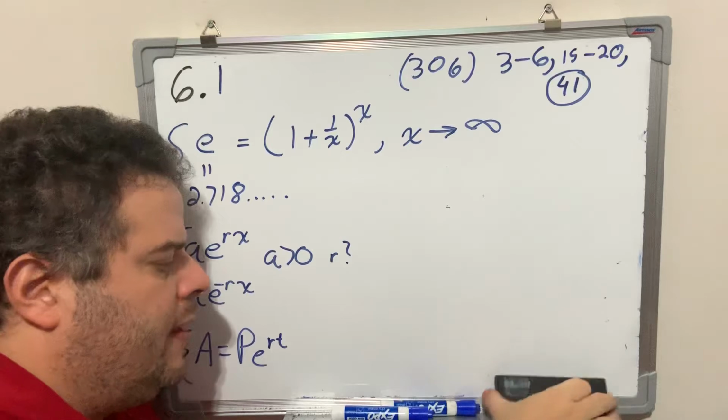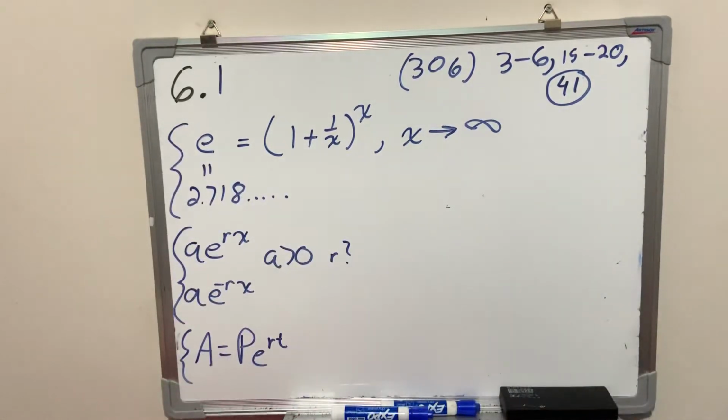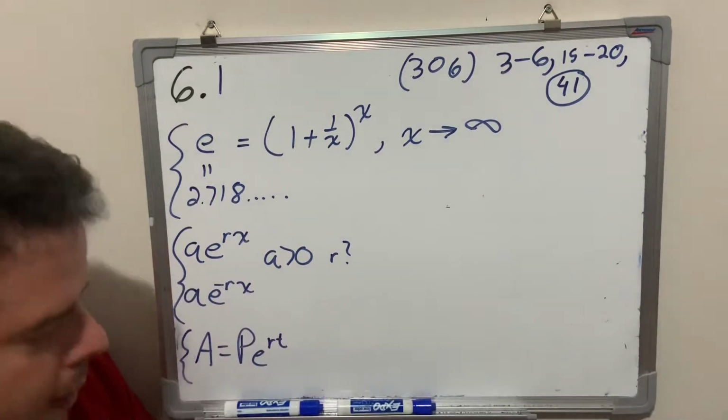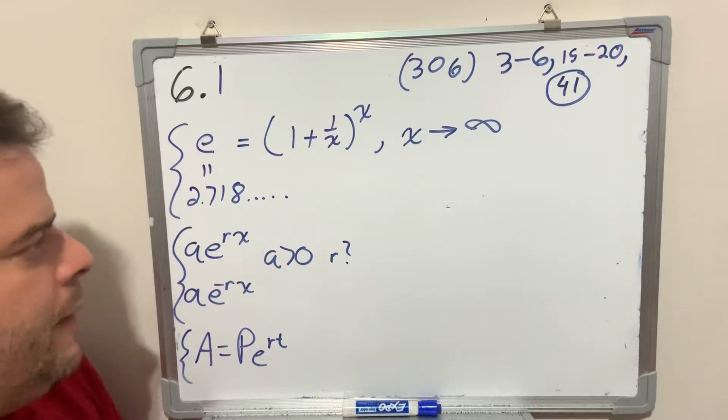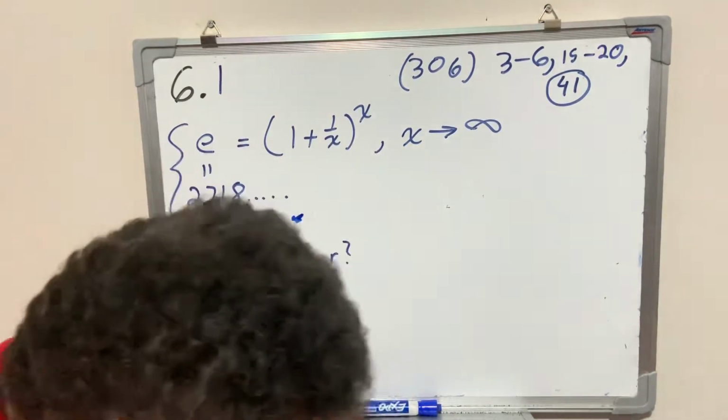Again, similar class to end behavior. Oops, where's the marker? Everything's falling down. Well, let me just use this one. I'll find the other one later.